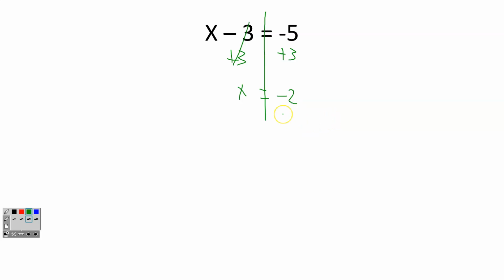The way I can check to see if I've done it correctly is just plug it in for x. So instead of saying x minus 3, we're going to say negative 2 minus 3. When I put negative 2 minus 3 into my calculator, it does come back as negative 5, so that's a true statement. So that answer is correct. So again, draw your fence. What you do to one side, you do to the other. You list your answer as the variable equals that answer.